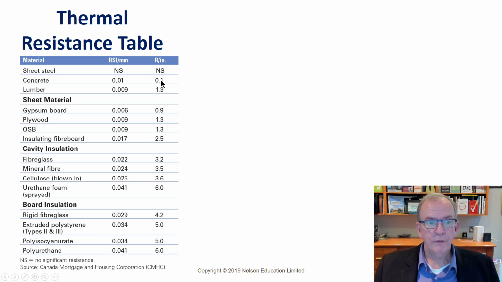So you would have to have, or you can look at it another way. This is 0.1, this is 1.3. It's 13 times the R value in lumber compared to concrete. And then lumber is not even that great, right? Look at the difference with the different insulations.